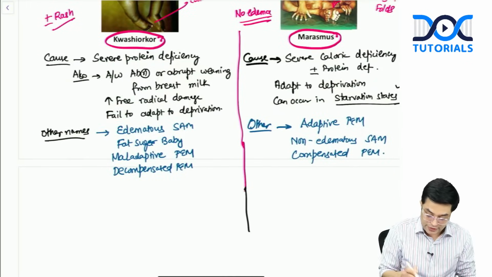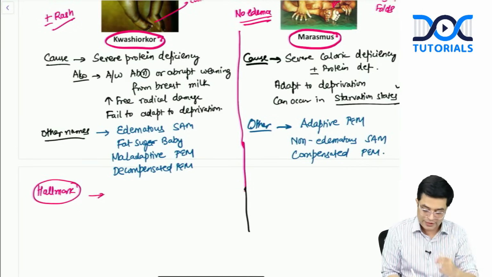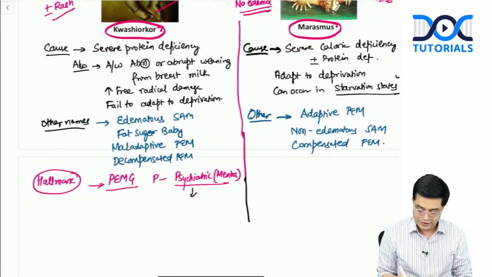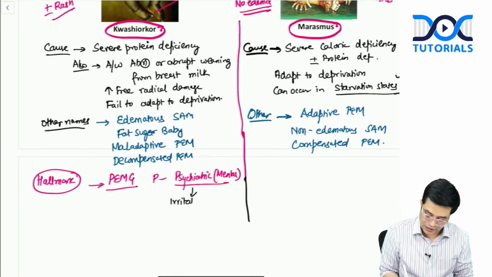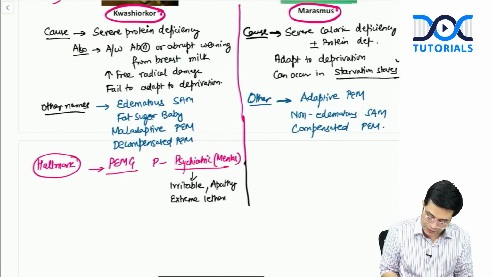And what are the key signs? What is the hallmark of kwashiorkor? Hallmark of kwashiorkor is, which is always present, PEMG. P stands for psychiatric or psychomotor changes, यानी कि mental changes होंगे इन patients में. तो mental change क्या होते हैं kwashiorkor के अंदर? These children are irritable, हमेशा रोते रहते हैं. They are often apathetic, so apathy will be found. What is apathy? Pathological disinterest. And these children will also sometimes have extreme lethargy.